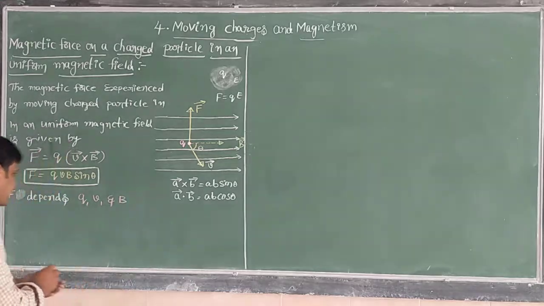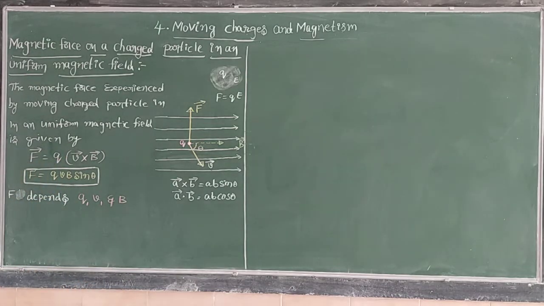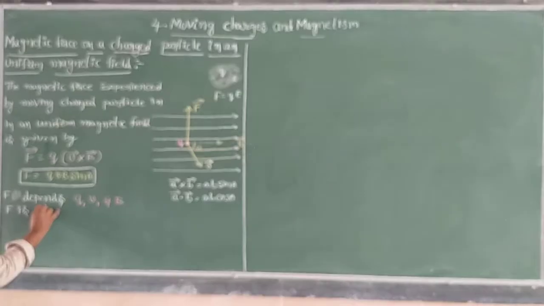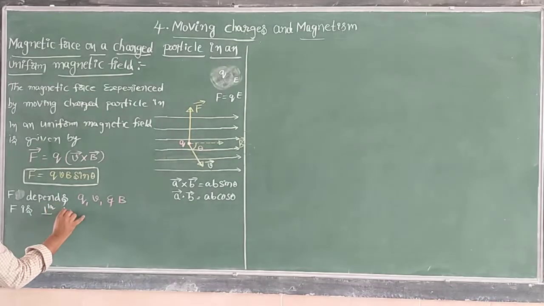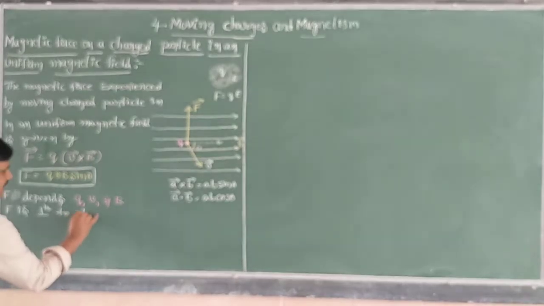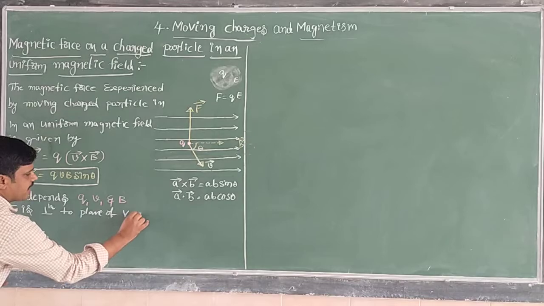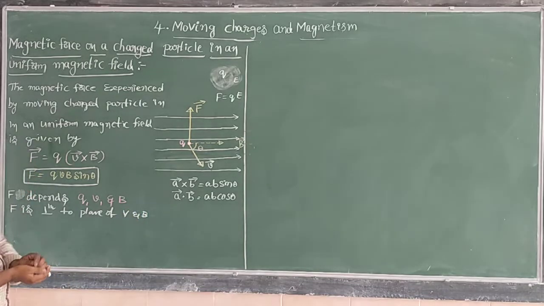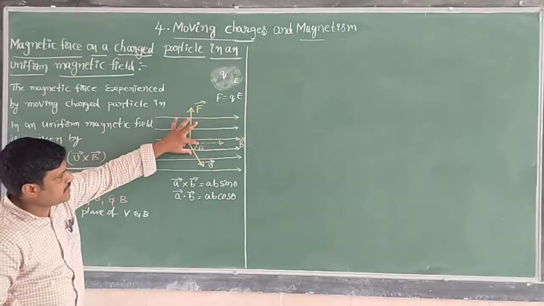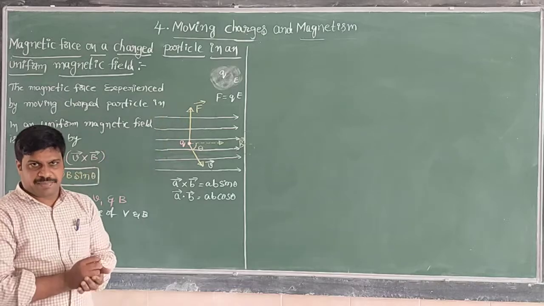V bar and D bar. So F is perpendicular to the plane of V and D. The V and D plane is there now. For this plane, the force is perpendicular.